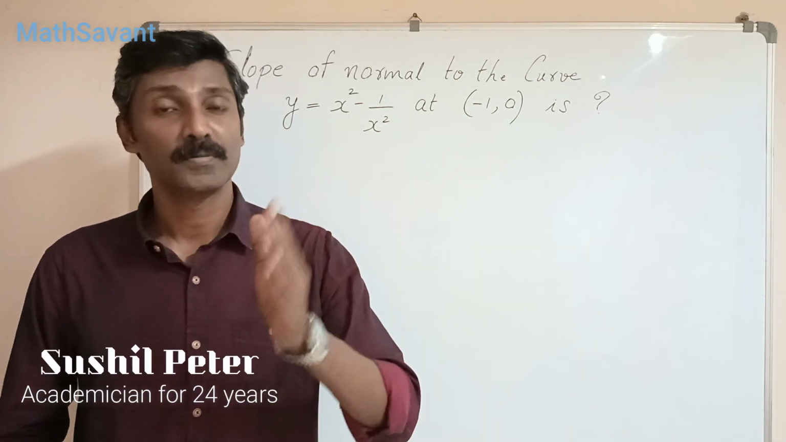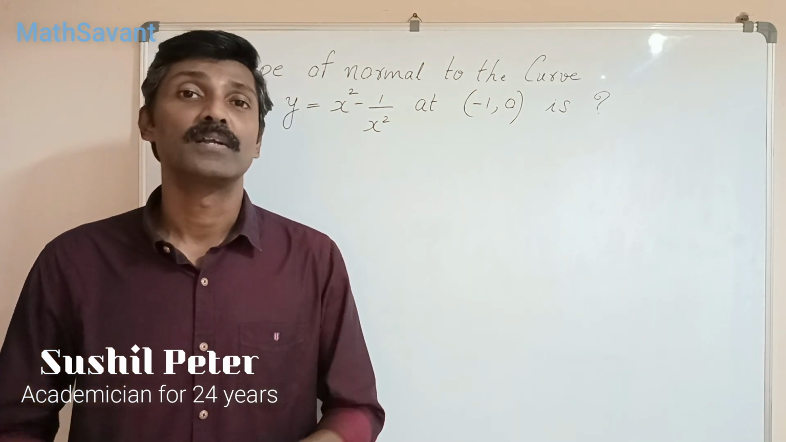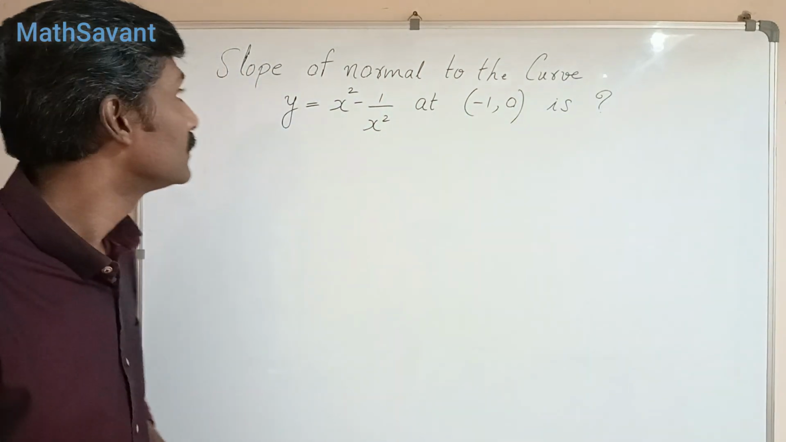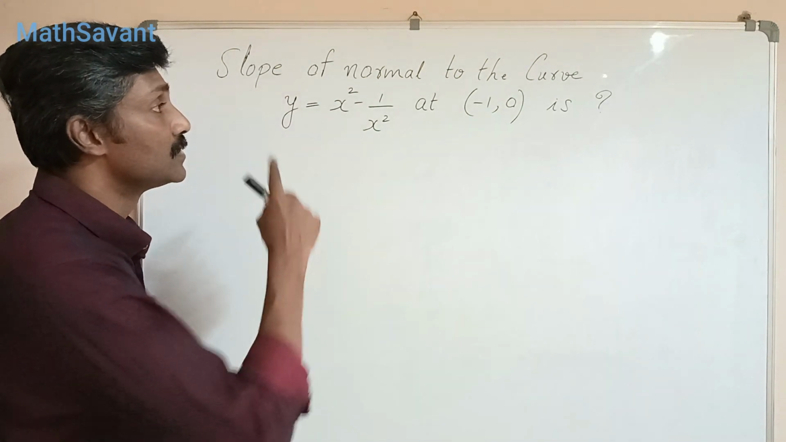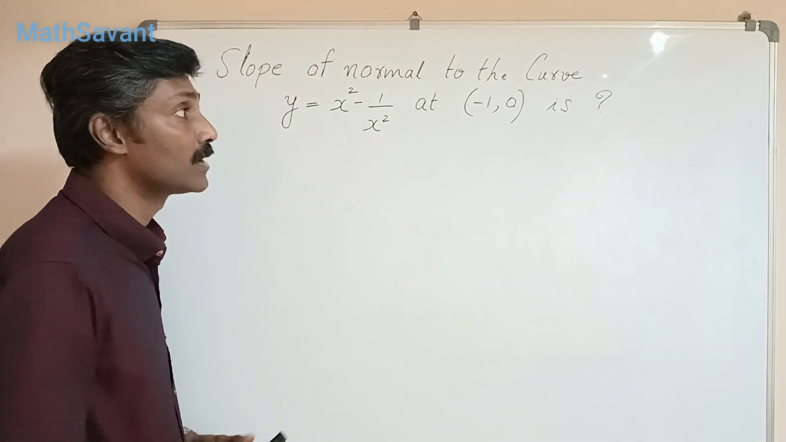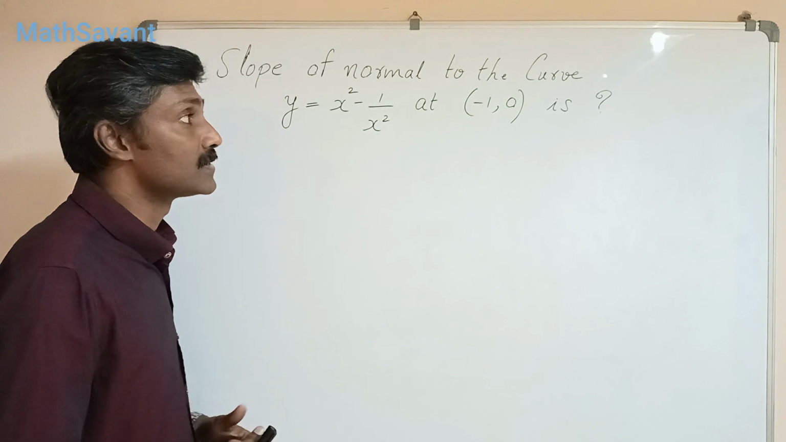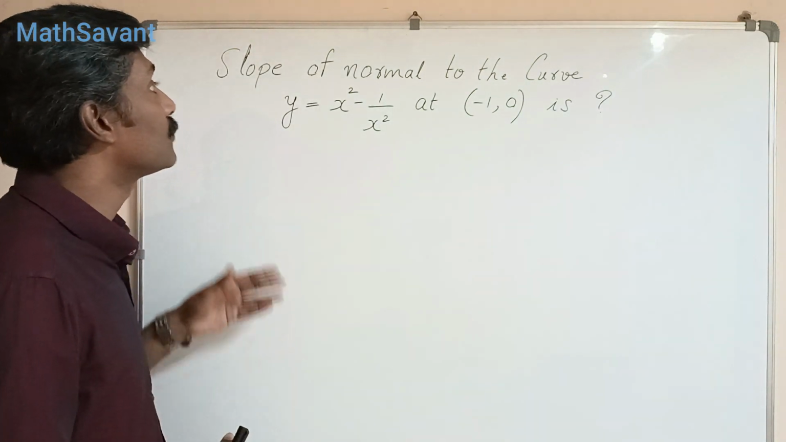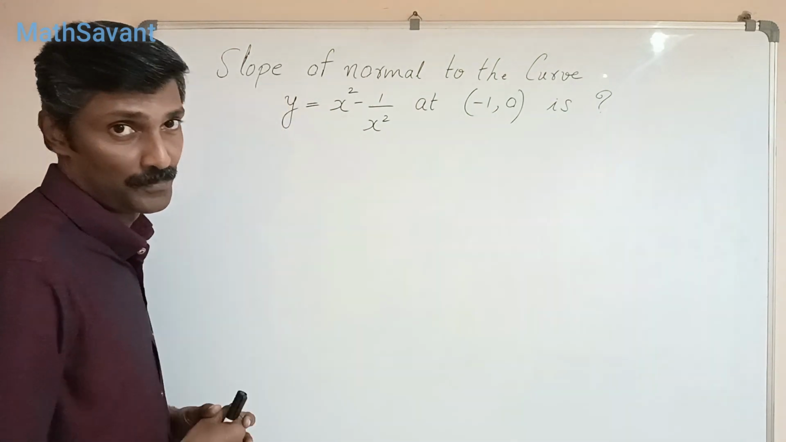So we have another problem on differentiation. This is from the application of derivatives and this is the question. The slope of the normal to the curve y equal to x square minus 1 by x square at the point minus 1, 0 is. That's exactly what we need to find out. So we have to find out the slope of the normal to this particular curve, right?